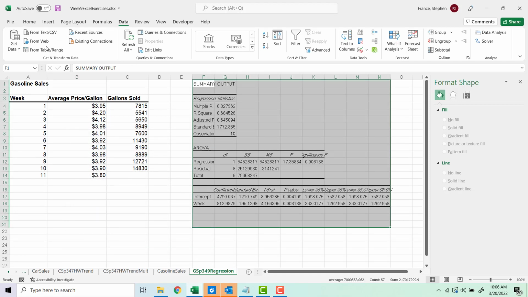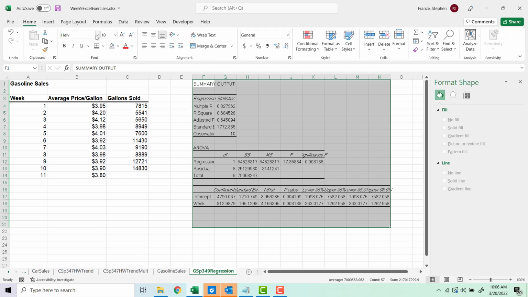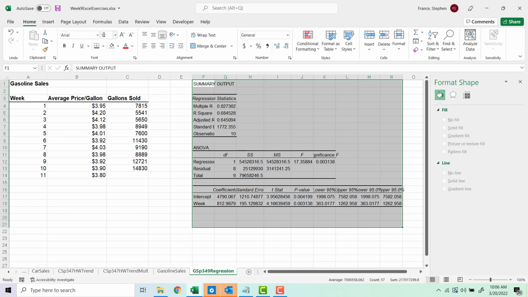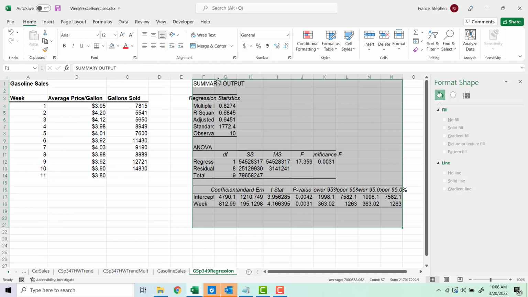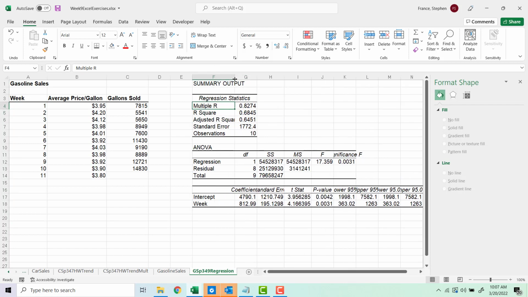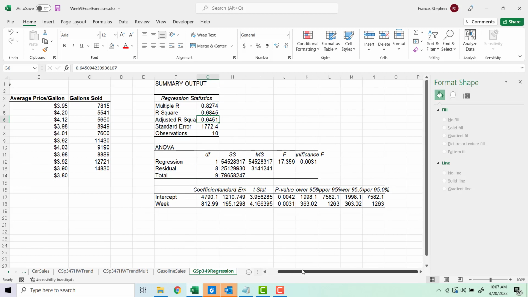Okay, so this is the regression output. I'll just update the font. You can see we have an R squared of around 0.68, and an adjusted R squared of 0.64. We can use that to compare when we add the second variable. We also have our coefficients. We don't worry about the intercept, but the week is significant.